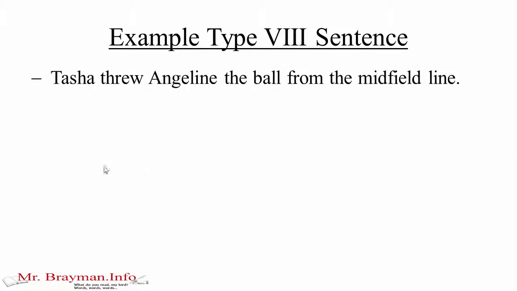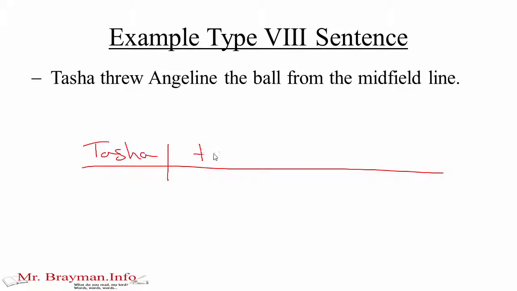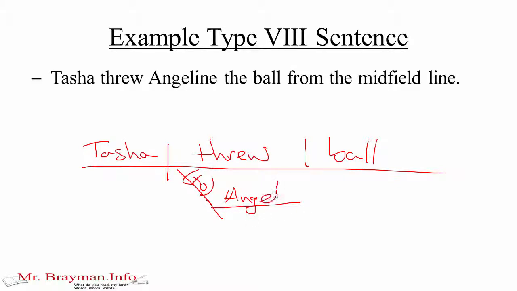Right. This one's a little bit simpler. Tasha threw ball. She threw the ball to Angeline, but again, that's understood. As English speakers, we know she threw it to Angeline. If you're studying English as a second language, then I can see how these would be really tricky for you.